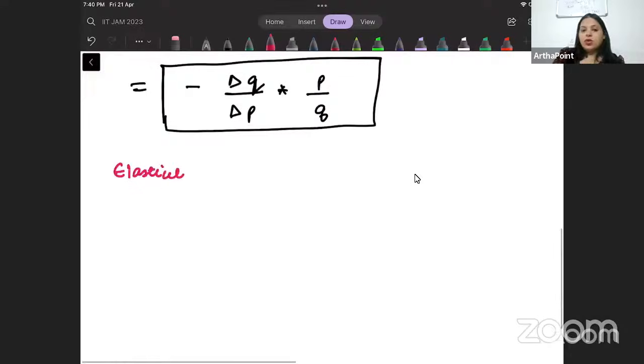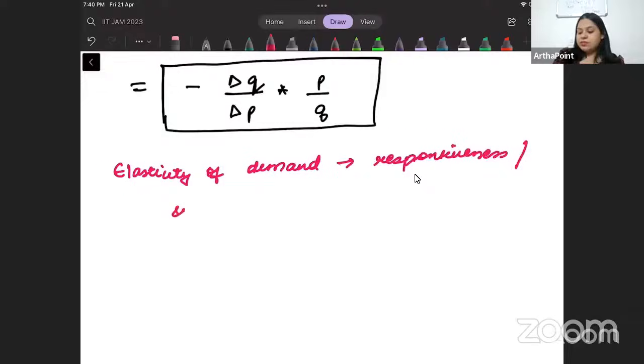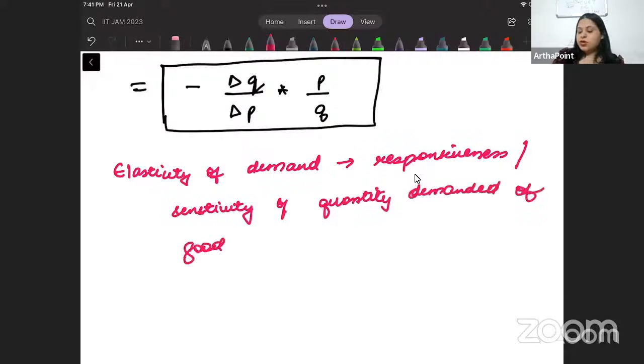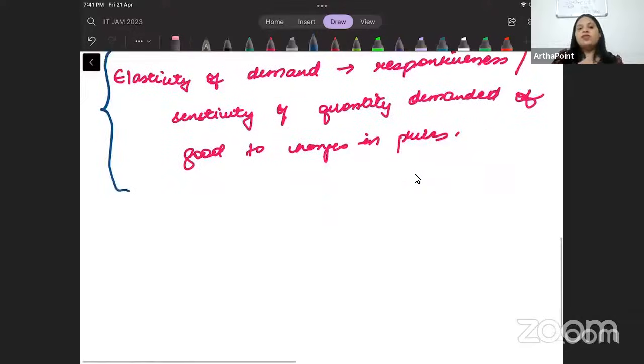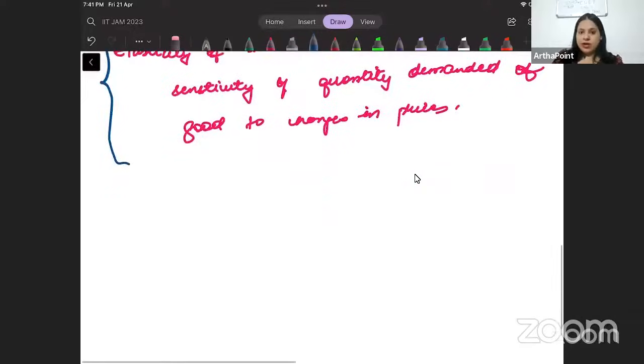अच्छा बच्चा एक और चीज देखो इसमें, we can call elasticity of demand the responsiveness or sensitivity of quantity demanded of a good to changes in price. So how sensitive I am, कैसे quantity demanded change होती है जब price change होता है, how sensitive I am, that is called the elasticity of demand, price elasticity of demand.